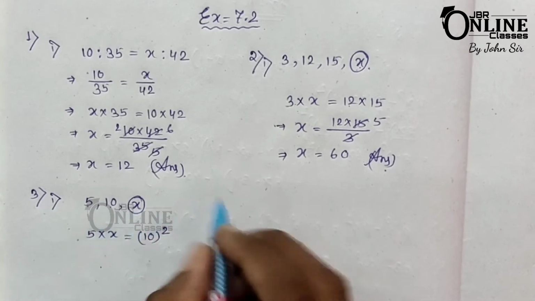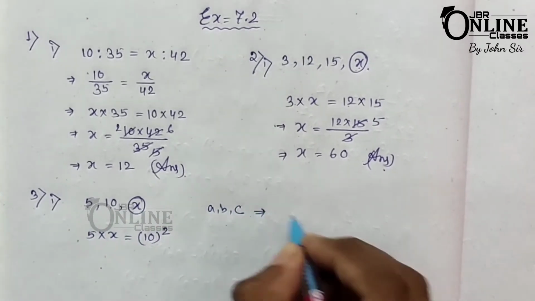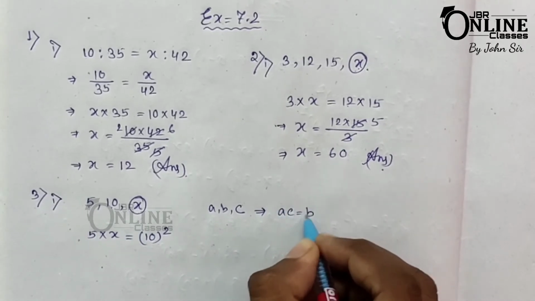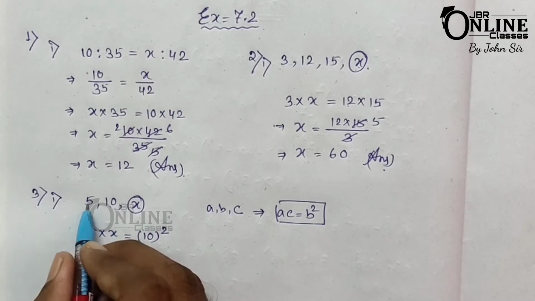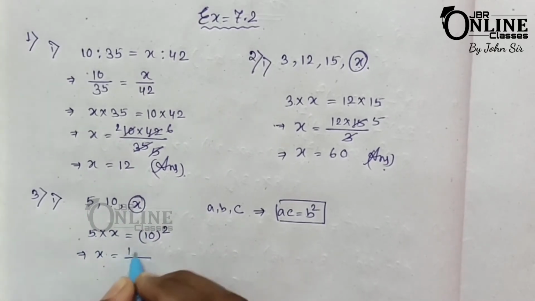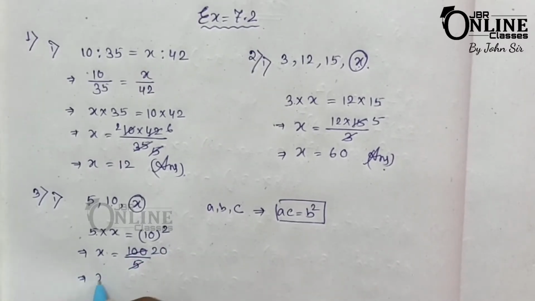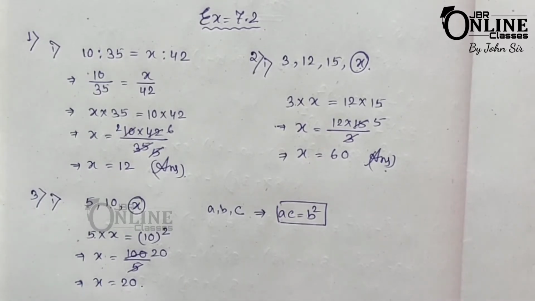Always remember the formula. If a, b, c are in proportion, then according to the formula ac equals b square. That is the formula of three proportional numbers. So here 5 into x equals 10 square. So from that x equals 10 square, means 100 by 5. So that equals 20. So here x equals 20. Now you can solve the other problems.